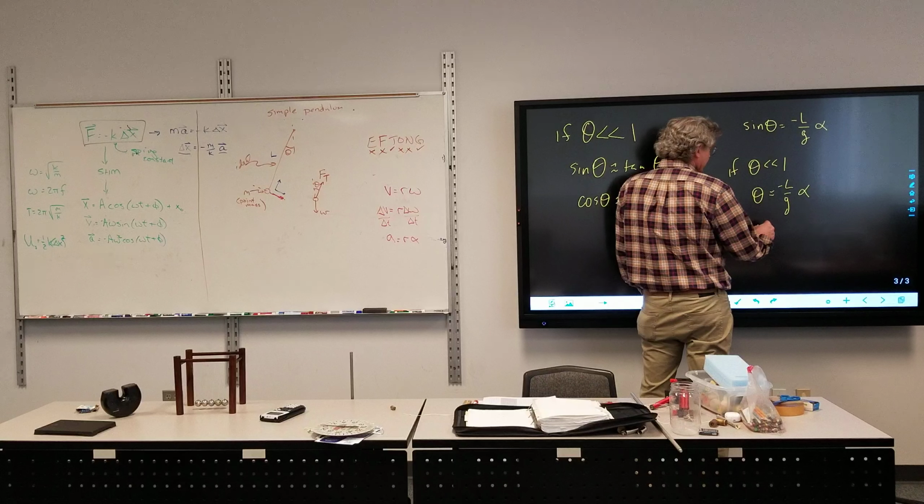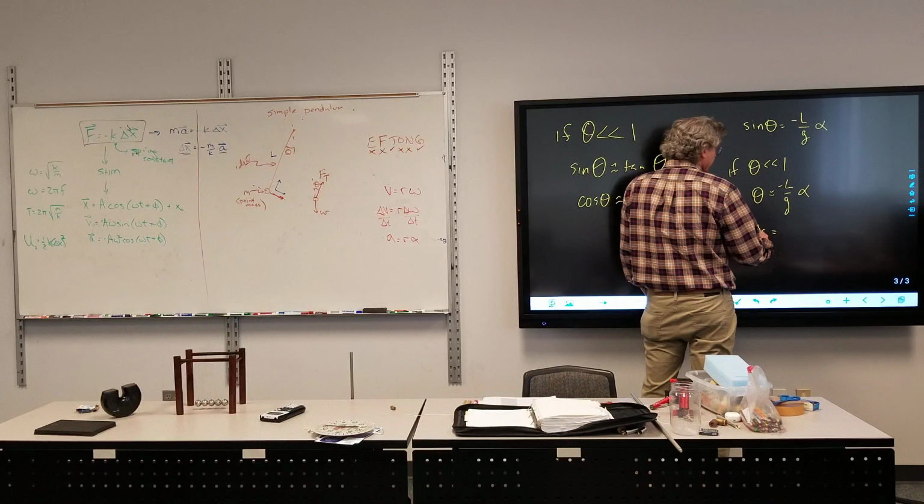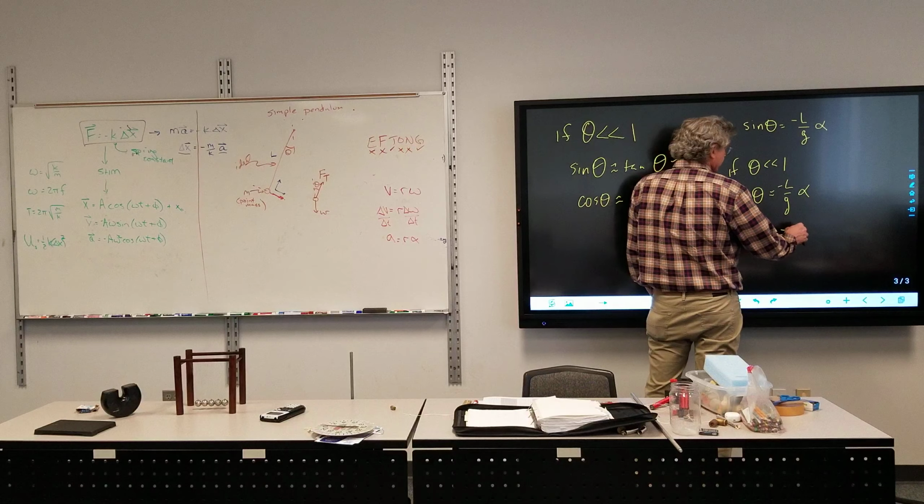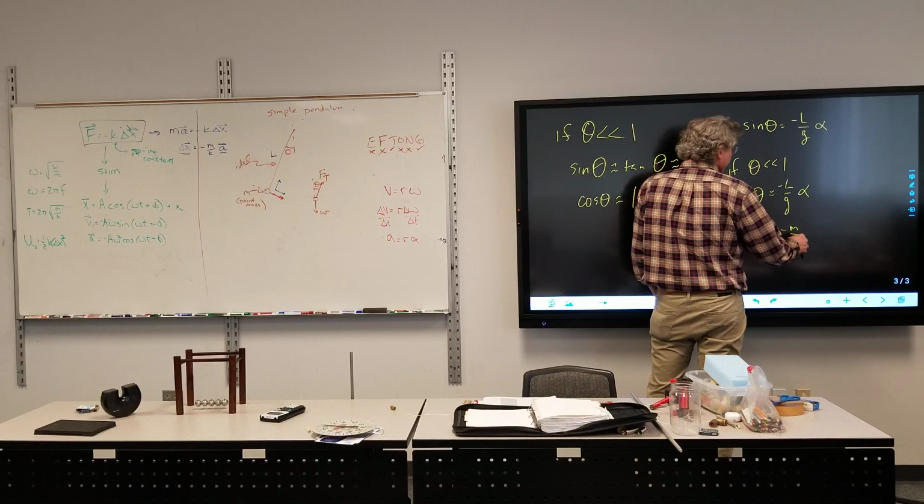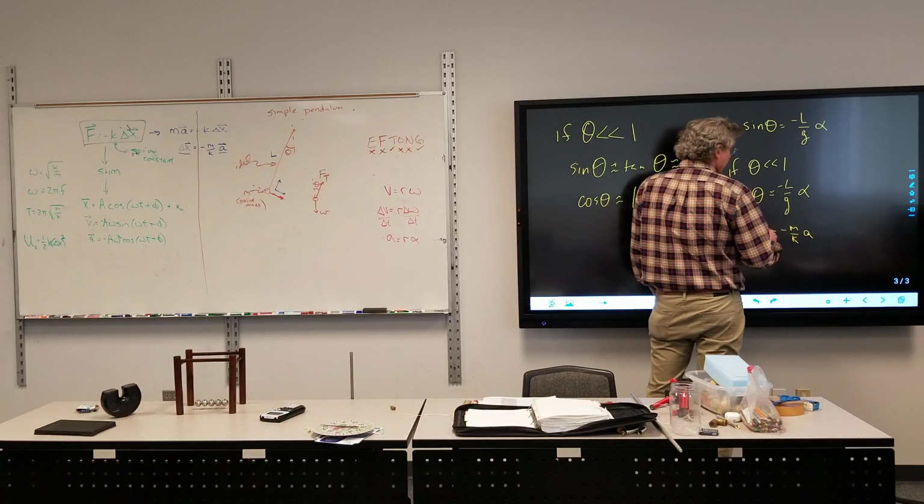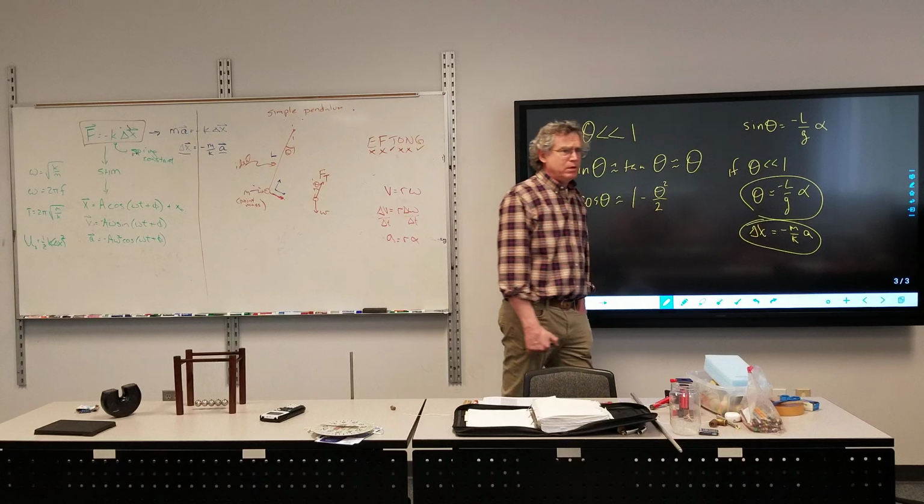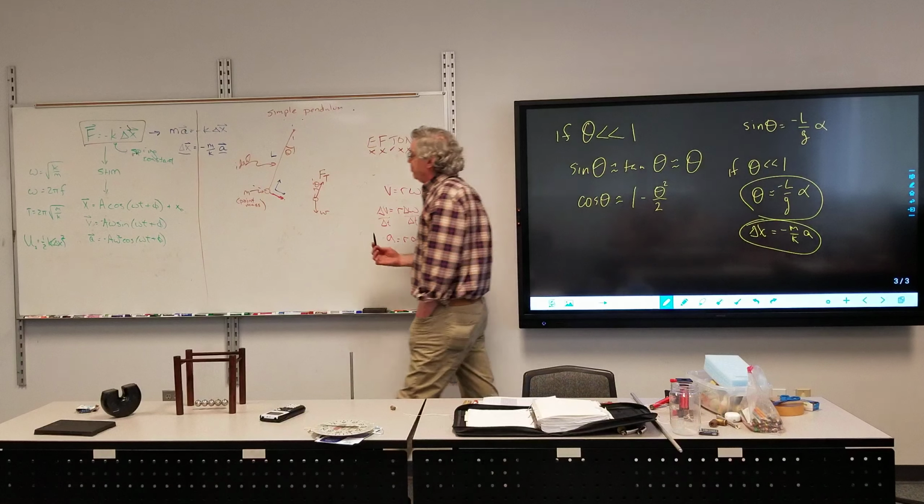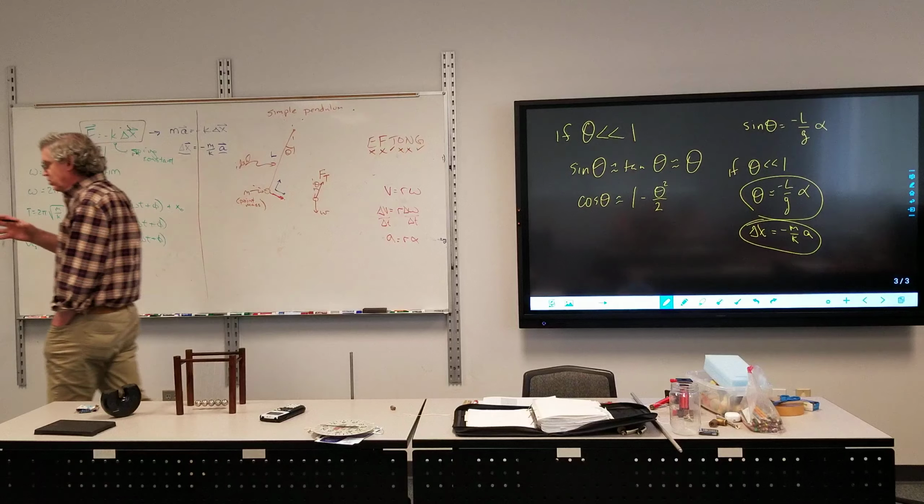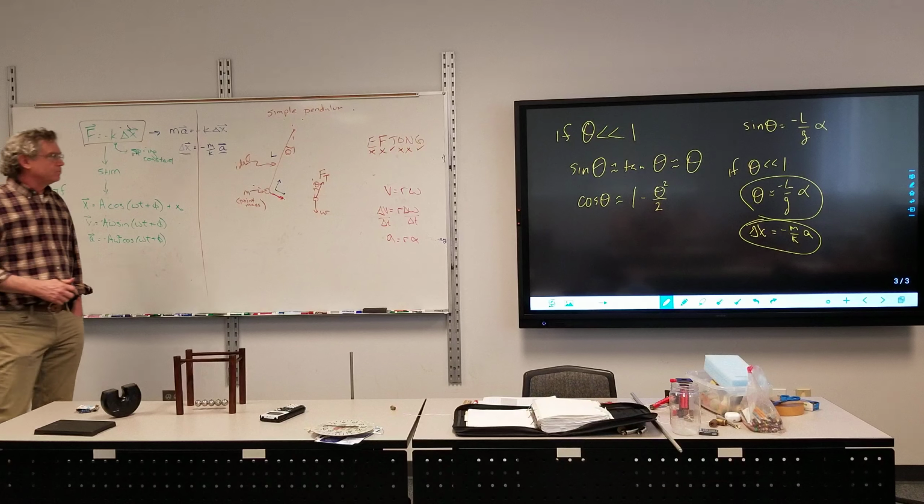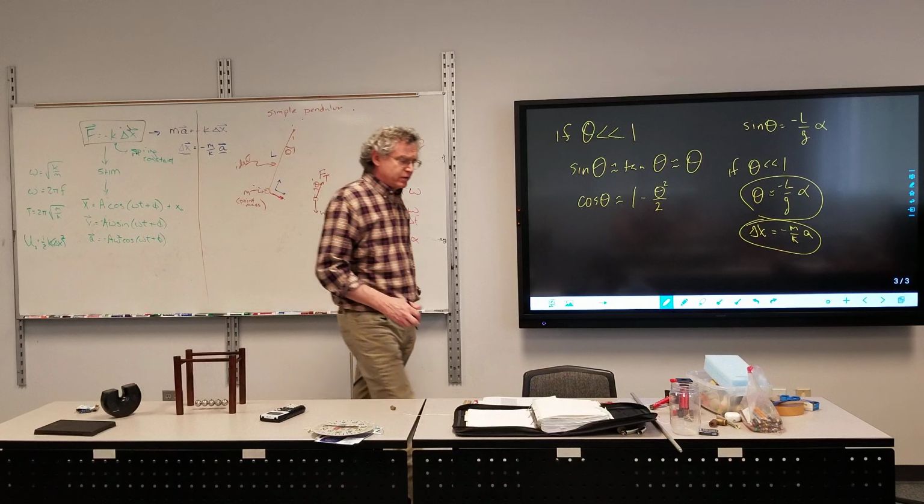I have position, or displacement, equal to negative m over k times a. So we have it in pretty much that form. So the simple pendulum will obey Hooke's law to a certain extent, again, as long as theta starts out small.